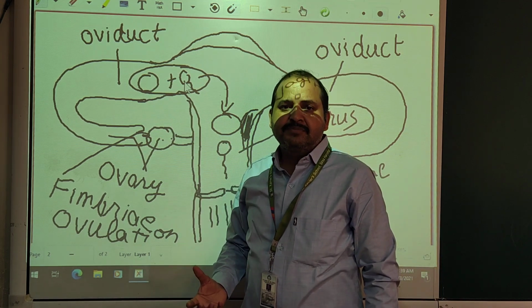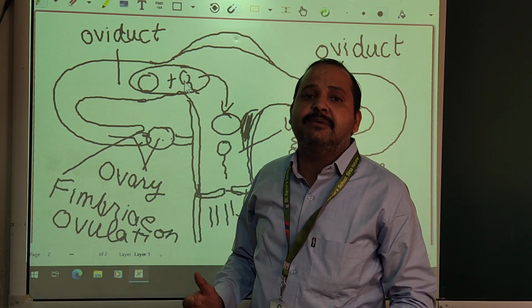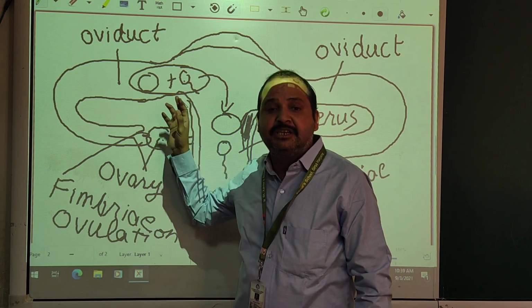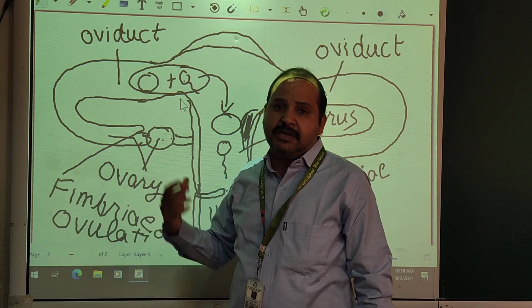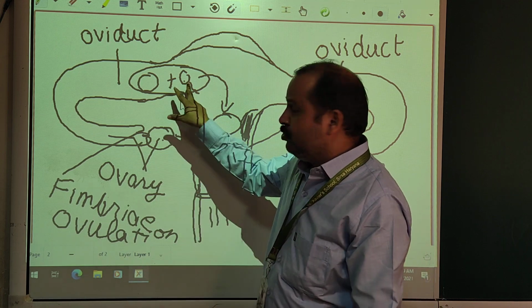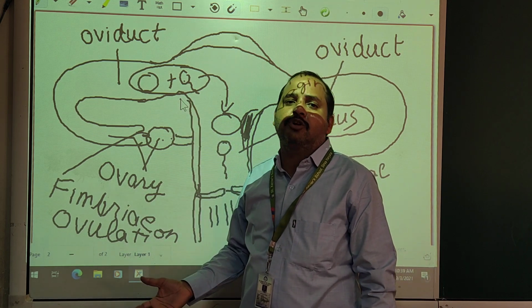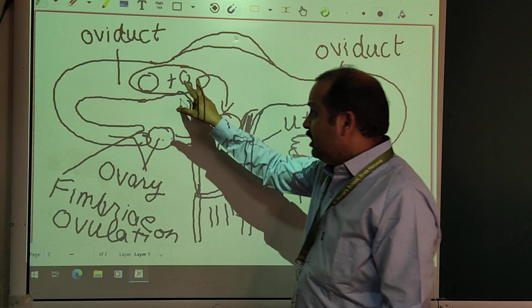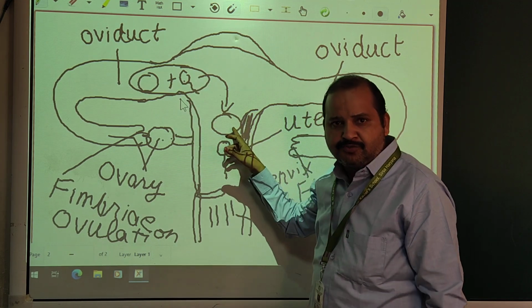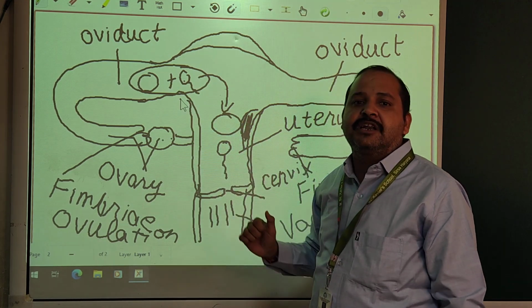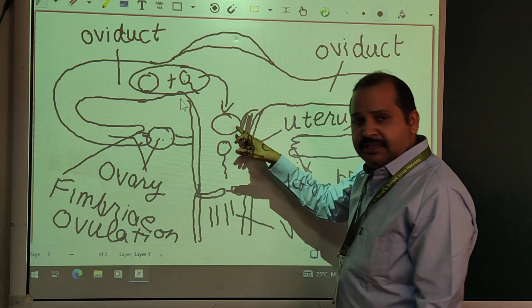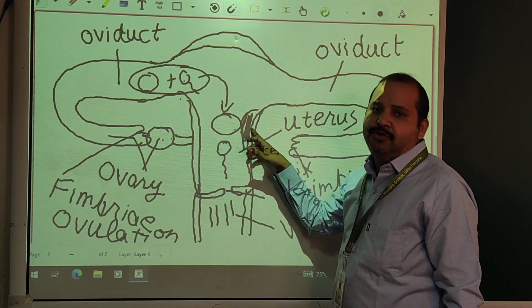In humans, fertilization takes place inside the body, which is called internal fertilization, and in the case of some others like fish and frog, this fusion takes place outside the body, which is called external fertilization. Now these both combine together and the zygote is formed. Now this zygote will join itself to the wall of the uterus.